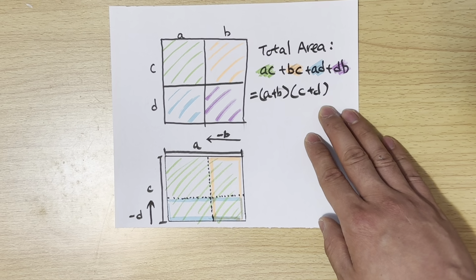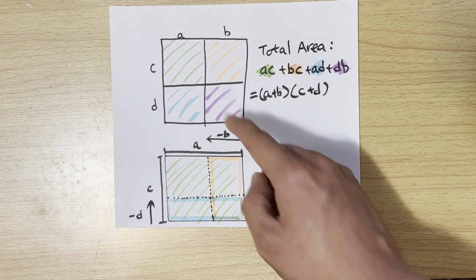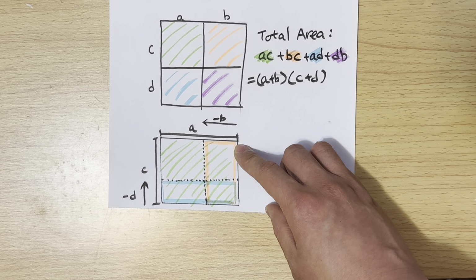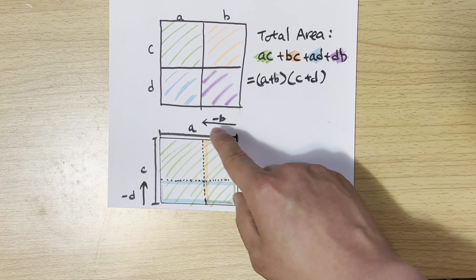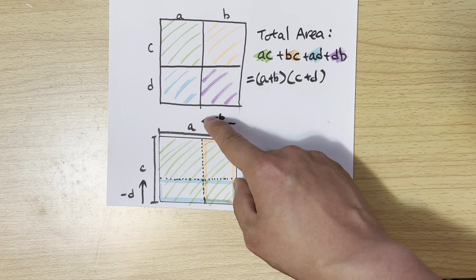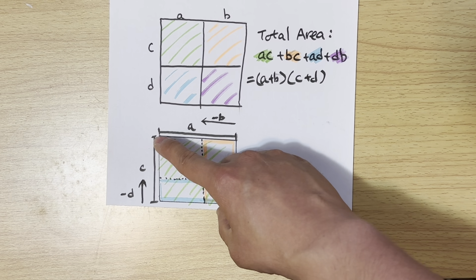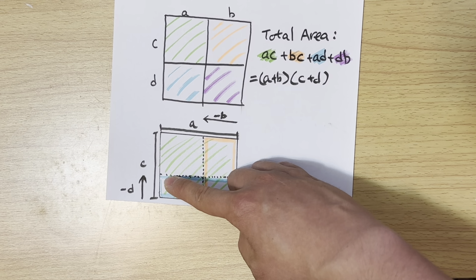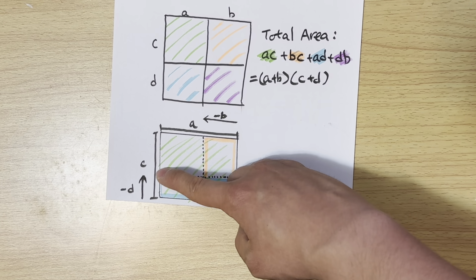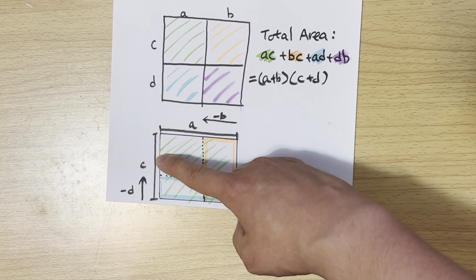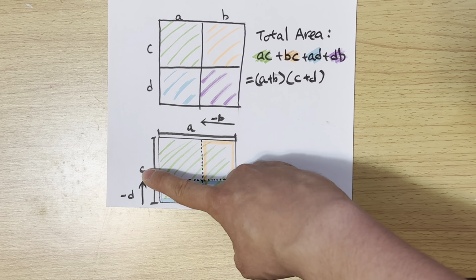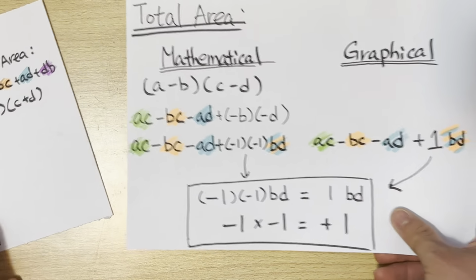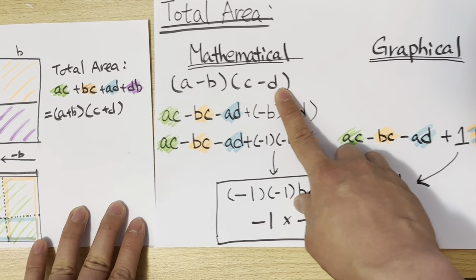How about we substitute B and D with negative values, like here? With the original length A, we want to minus B, so that the actual length of the rectangle is just this part. And similar to this dimension, we only focus on this length, and this is C minus D.